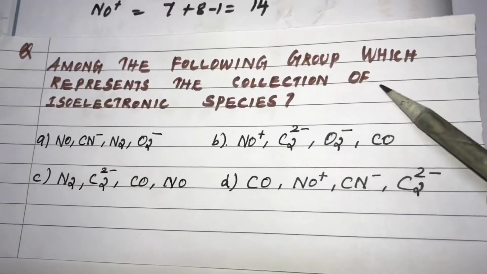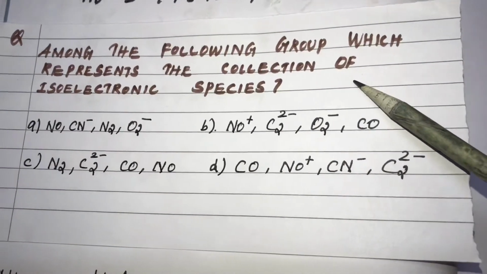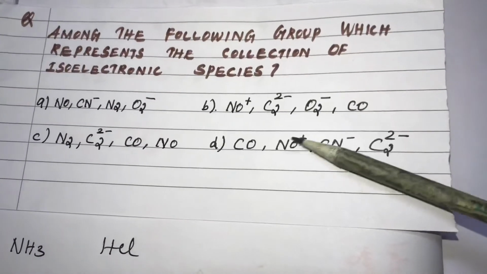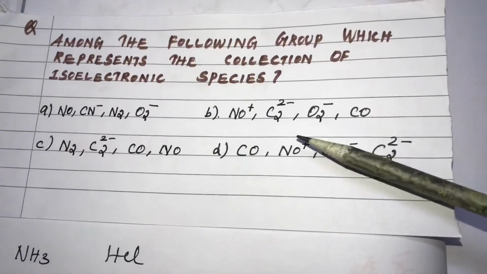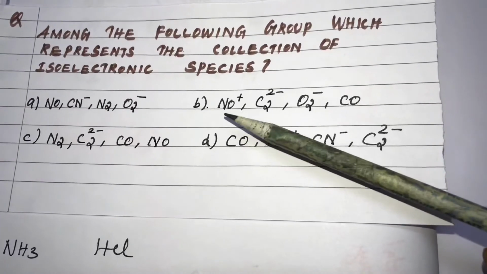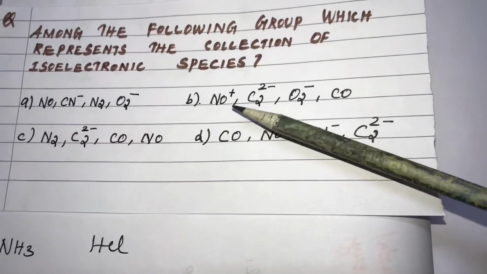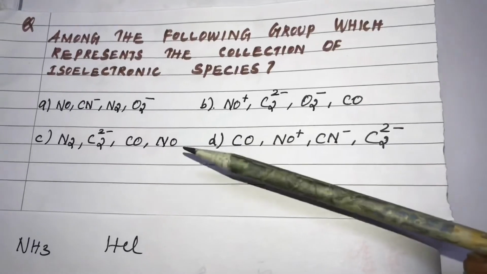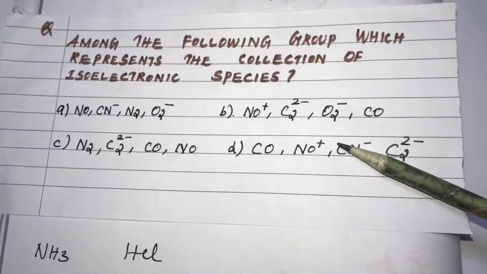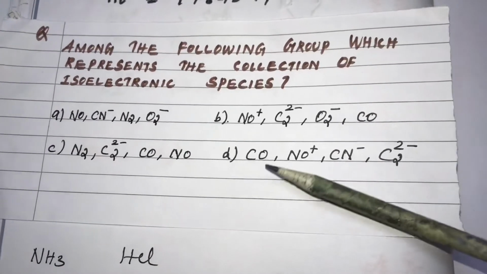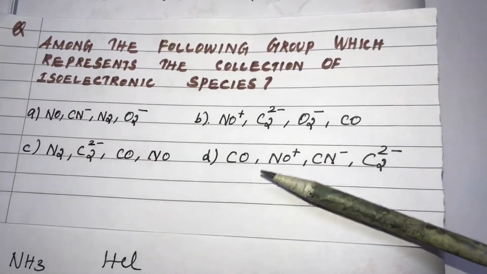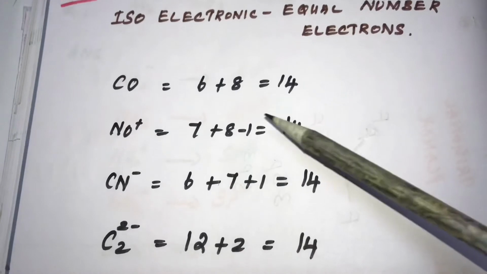Next question is, among the following groups, which represents the collection of isoelectronic species? Isoelectronic species means having the same number of electrons. NO plus, nitrogen 7, oxygen 8, minus 1. So like that there are different species given. So we have to find out which set of species possesses the same number of electrons.